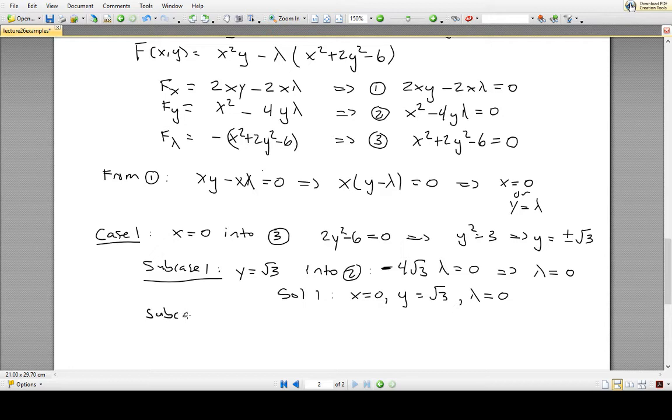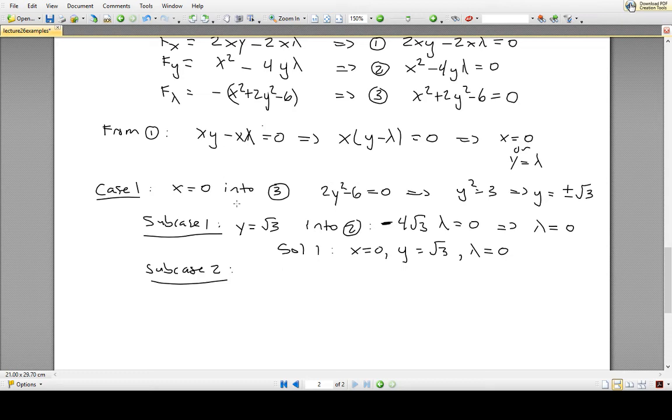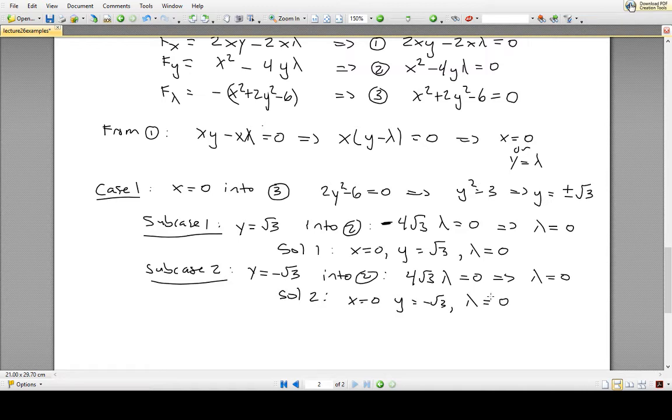Okay, subcase 2. So I had the choice of the two different y values. So let's choose the other y value now. Subcase 2, y has got to be equal to negative root 3. So if I use this in equation 2, what do I end up with? I have negative root 3 for y, I have 0 for x, so this becomes positive 4 root 3 lambda equals 0. And the only way to make this true is if lambda again is equal to 0. So solution 2 is x equals 0, y equals negative root 3, and lambda equals 0.